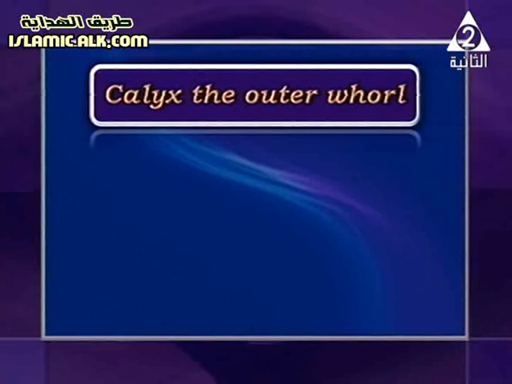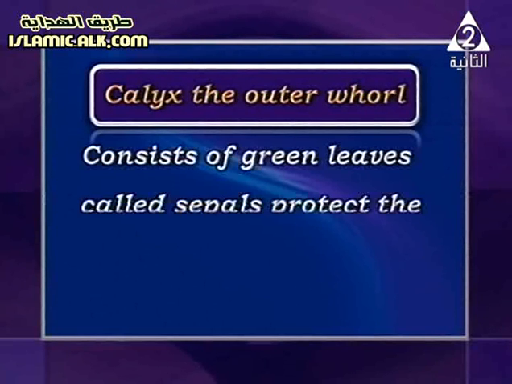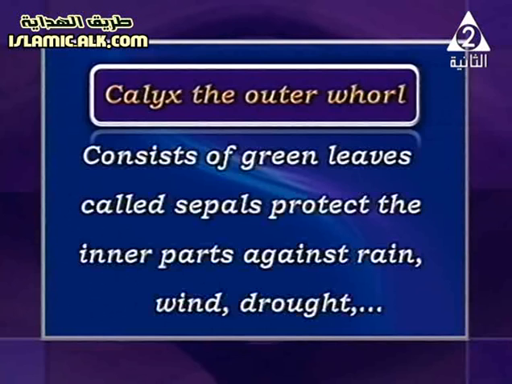And the calyx is the outer whorl. It consists of green leaves. Each one of them is called a sepal. Its main function is to protect the floral parts, the inner parts, like the ovum and also the filaments and anther. I mean the reproductive organs, especially before blooming.